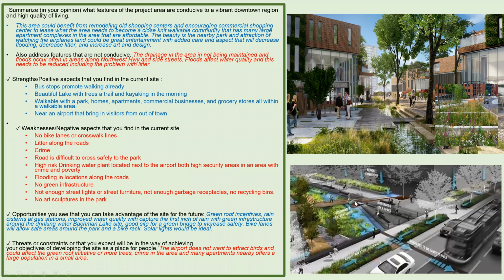So in the current area, there's lots of crime, poverty, and flooding. There's no green infrastructure. There are not enough street lights or street furniture, no garbage receptacles, no recycling bins, no art sculptures in the park, and no bike lanes, no sidewalks, and the crosswalks are often not safe to use. Injuries occur while crossing the road to get to the park. The goal is to increase water safety, improve water quality in the area, and reduce flooding.